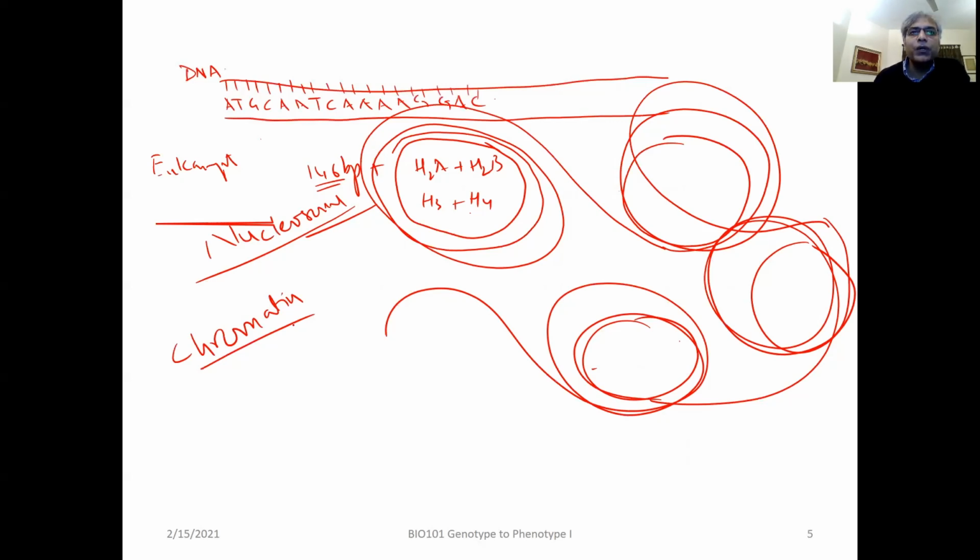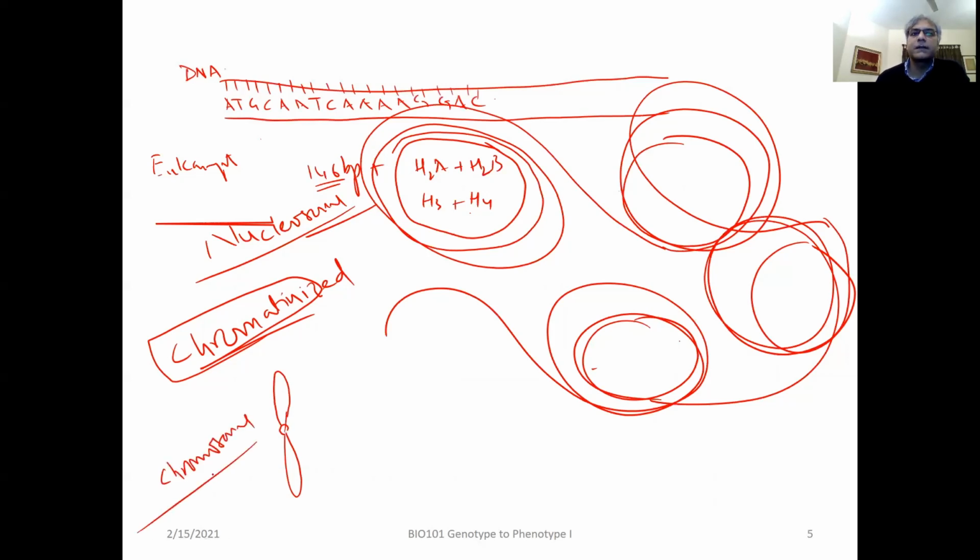And eventually I showed you that such a chromatin or chromatinized DNA is visible as a chromosome in a nucleus. If we have 46 chromosomes, we'll have 46 such structures. Now, what is the relationship between DNA, gene, chromosome? So we learned what is the relationship between DNA and chromosome. Where does gene come in?